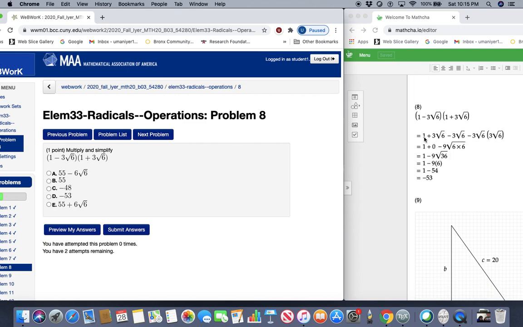So notice these are like radicals. One is positive, the other is negative, so they get cancelled. That's a 0. Minus 3 times 3 is 9. Square root 6 times square root 6 is square root 36. You have 1 minus 9. Square root 36 is 6. 1 minus 9 times 6 is 54. Final answer, negative 53.